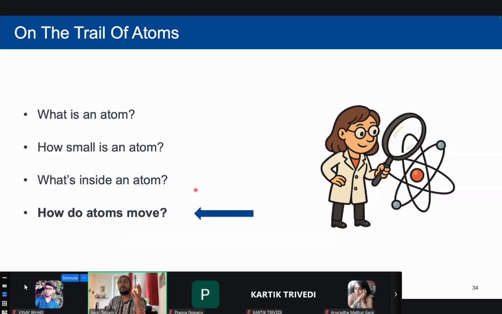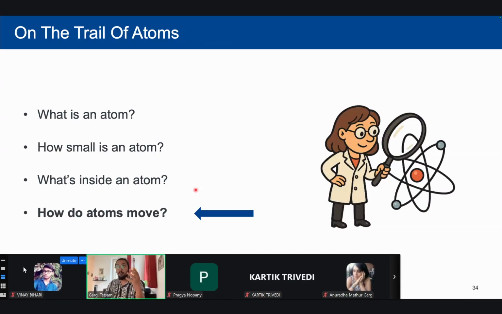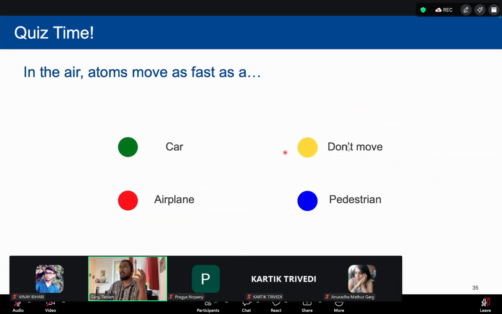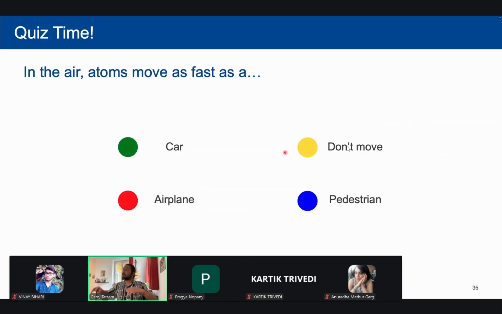The final thing we want to discuss is, well, how fast do atoms move? How do they move at all, right? We've learned that they are like billiard balls. So if you just take the atoms in the air around us, they have some motion, yeah? How is this motion? Is it really fast? Is it like a car, like an airplane? Do they move at all? Am I just completely making this up, or is it like a pedestrian?